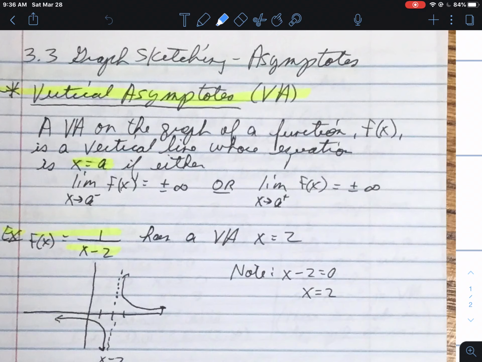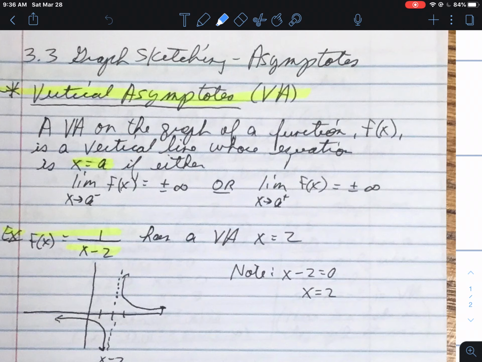All right, section 3.3, graph sketching, asymptotes. Back in the first two sections of this chapter, 3.1, 3.2, we talked about how the first and second derivative give us information about the shape of a graph, the behavior of a function.